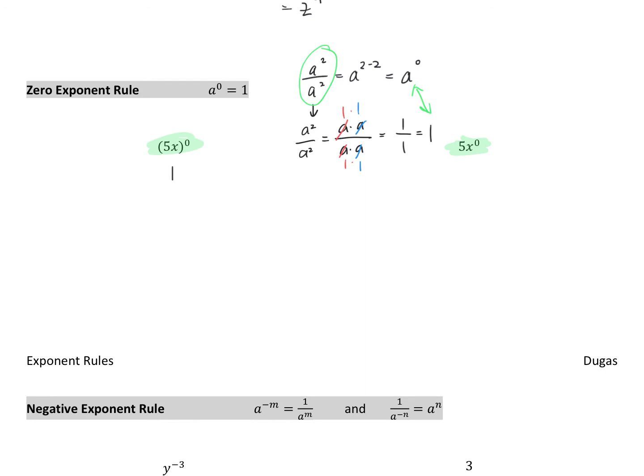But in the second example, you can see that there are no parentheses. That means the 0 is only an exponent for what it's directly after. So this is only applied to the x. So that's the part that becomes a 1. So this means 5 times 1. So this answer is 5. So the parentheses make a big difference in your answers. So make sure you pay attention to that.